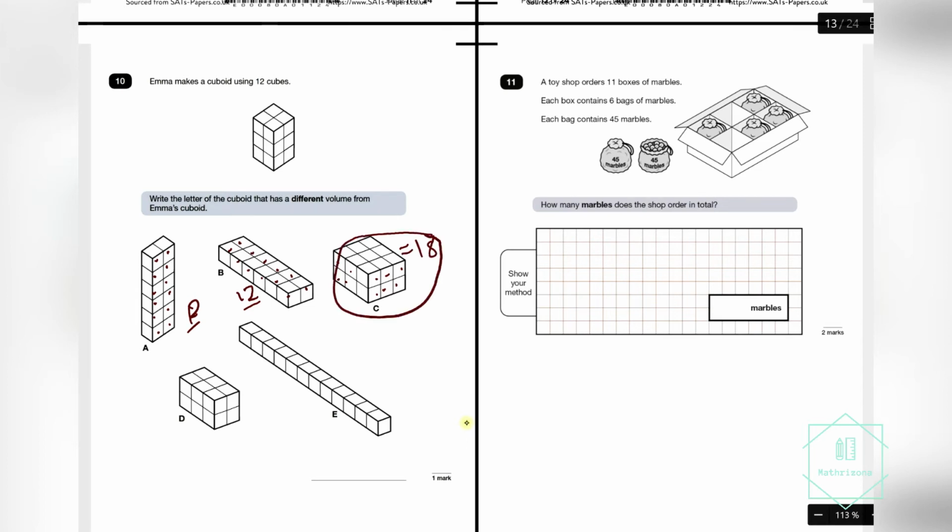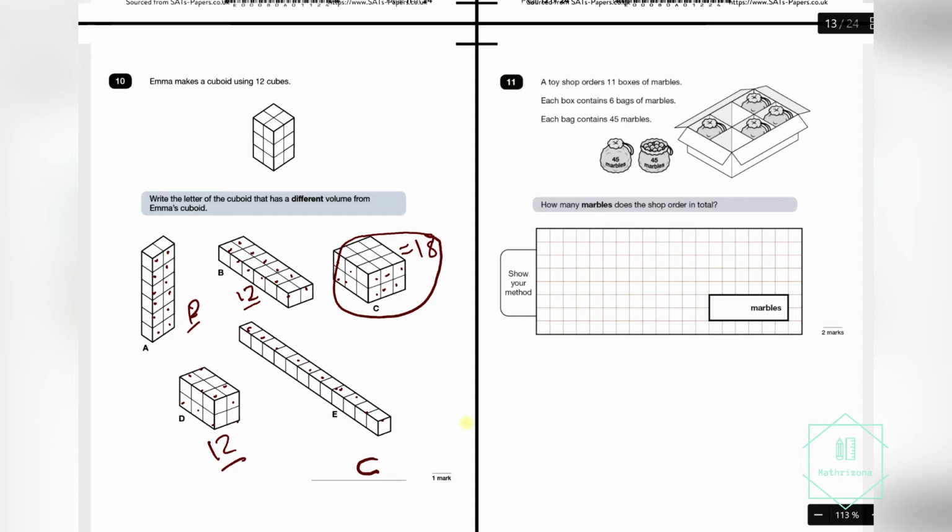We don't have to work out D and E because it's asking which letter, it doesn't ask how many shapes are different. So C looks like our answer, but for verification we can check the others. 1, 2, 3, 4, 5, 6, 7, 8, 9, 10, 11, 12. Then 1, 2, 3, 4, 5, 6, 7, 8, 9, background 10, 11, 12. So that is again 12. So C is our answer.